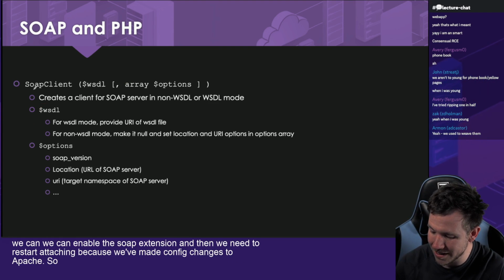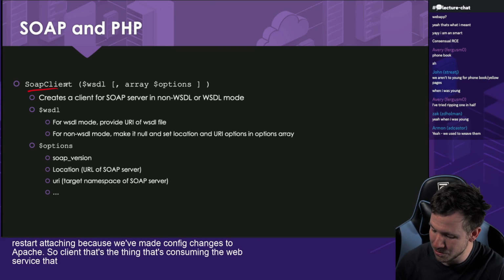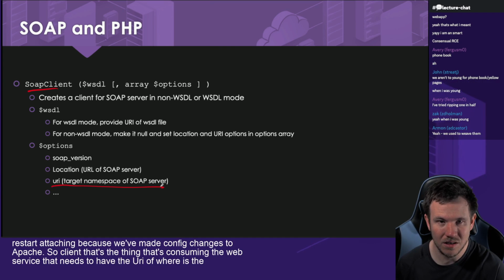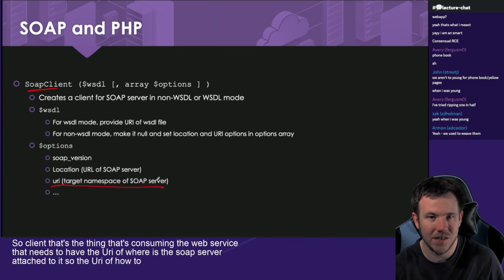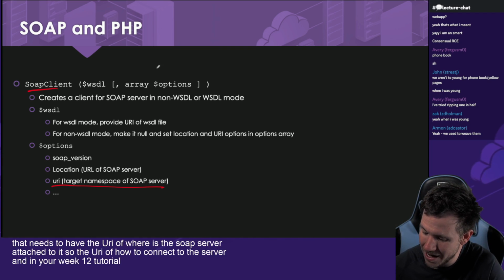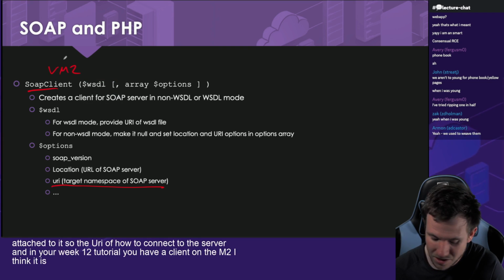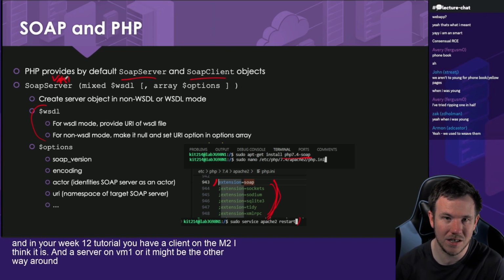Our SOAP client, right? So the thing that's consuming the web service, that needs to have the URI of where the SOAP server is attached to it. So the URI of how to connect to the server. And in your week 12 tutorial, you'll have a client on VM2, I think it is, and a server on VM1, or it might be the other way around, talking to each other, which is going to be great.